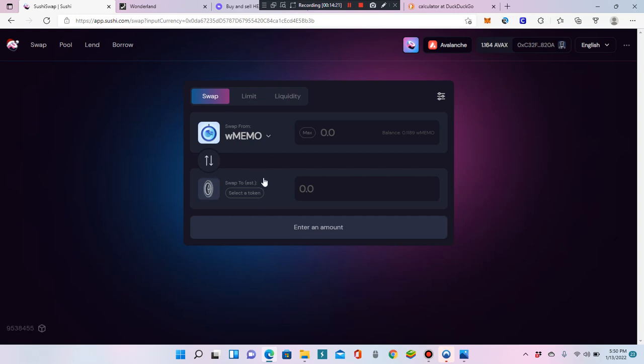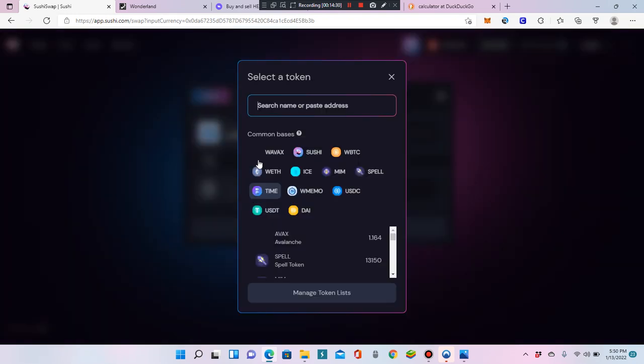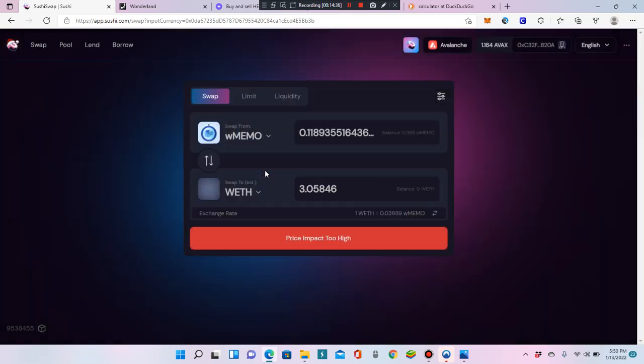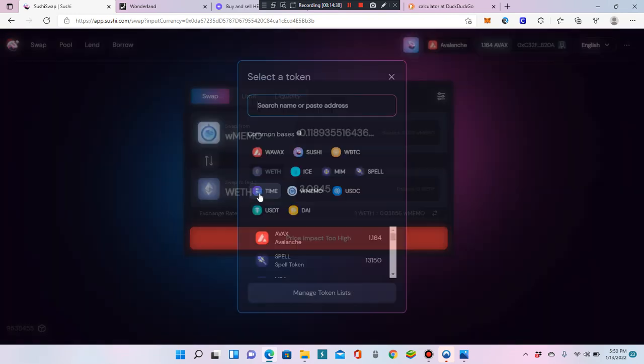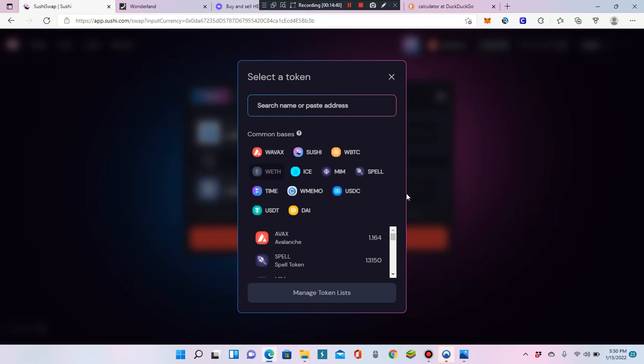So I actually just have, I had split my wrapped memo and MIM together. So, you know what? Let me see if I can swap this. I'm going to see if I can swap this wrapped memo for wrapped ETHe. Let's see. Why does it just say wrapped ETH? Is it not wrapped ETHe? Does it matter? I hope it's wrapped ETHe.